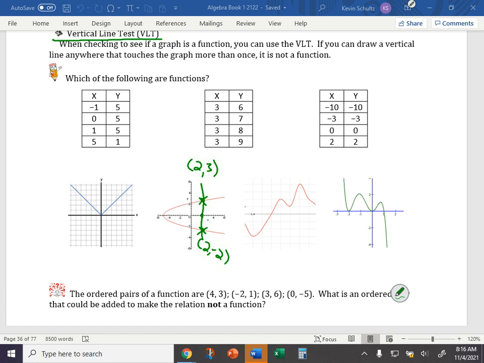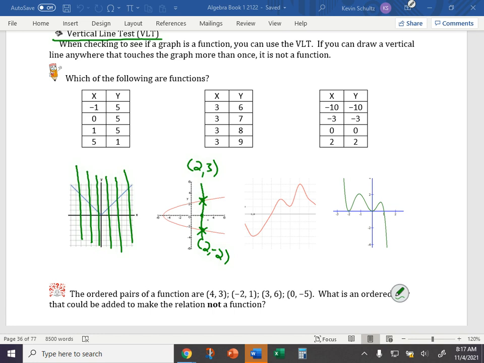Okay. So how about this one? Any vertical line I put through this graph, how many times does it hit the graph? Yeah, just once. So the vertical line test, that word's important, vertical line test. Any vertical line, if it touches the graph only one time, it's a function. If there's anywhere in the graph where it touches twice, that means that one x has 2 corresponding y's, and it is not a function.